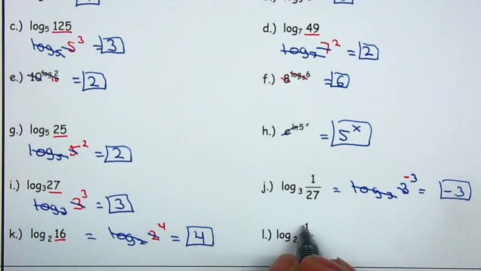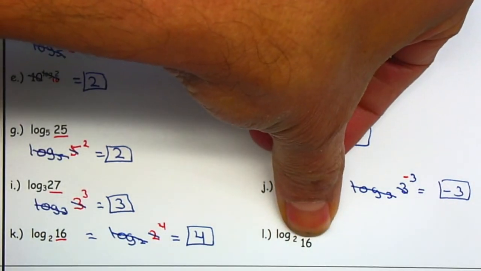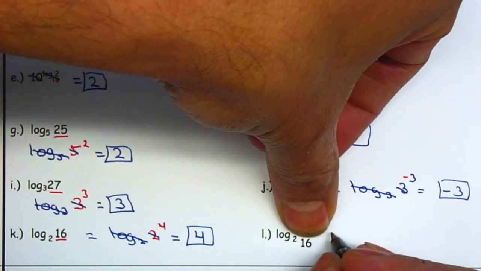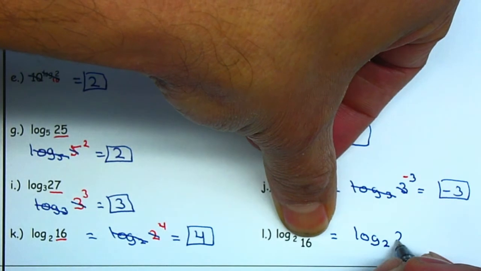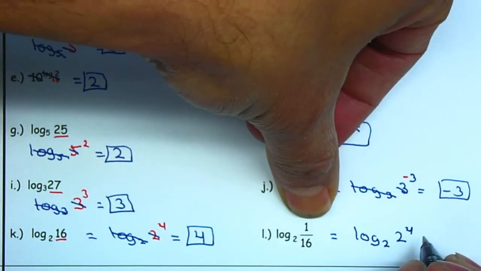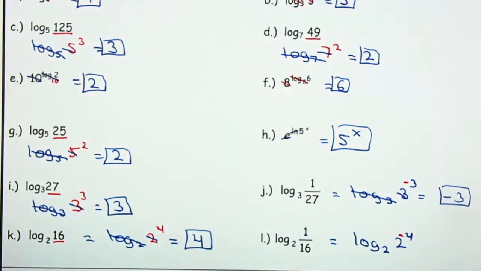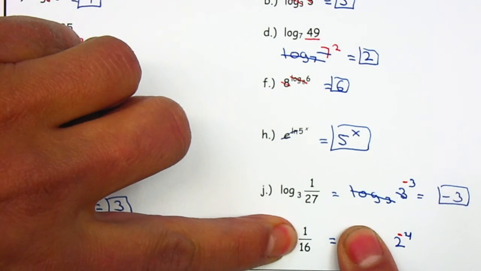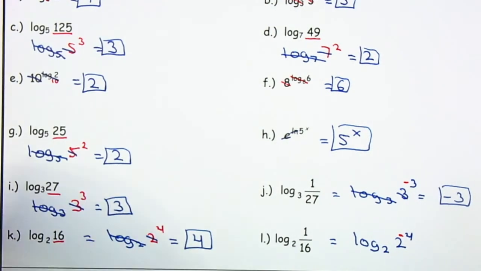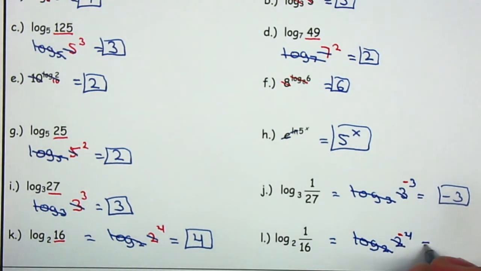Log base 2 of 1 over 16. Let's go ahead and think of this as log base 2 of 16. So we can rewrite it as the log base 2 of 2 to the 4th power, but because it's over 1, it's actually a -4. Because 1 over 16 is the same thing as 2 to the -4 power. We can cancel this out. The log base 2 and the base cancels, and it's equal to -4.